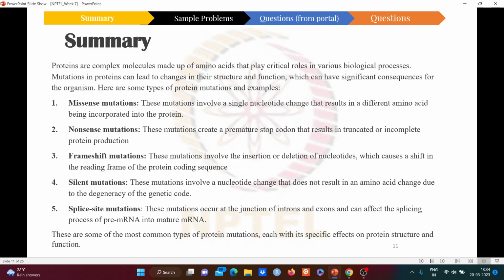And next are the splice site mutations. These occur at the junctions of introns and exons and can affect the splicing process of pre-mRNA into the mature RNA. These splice site mutations can result in retention of intronic sequences, skipping of exonic sequences, and creation of novel splice sites. Generally, these are observed in muscular dystrophy. So these are some common types of mutations.